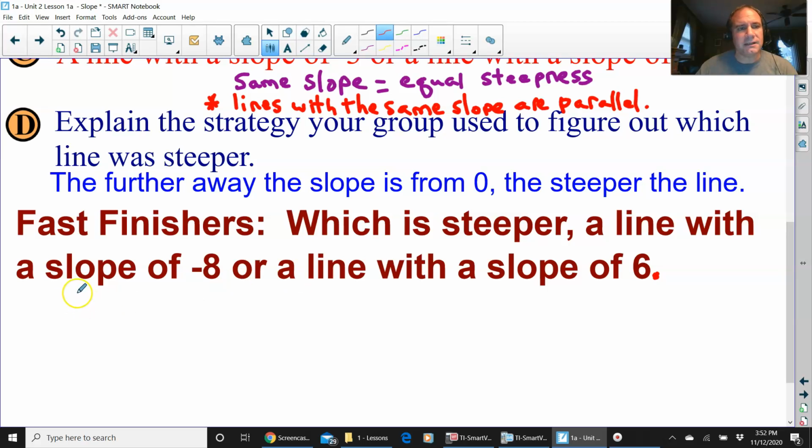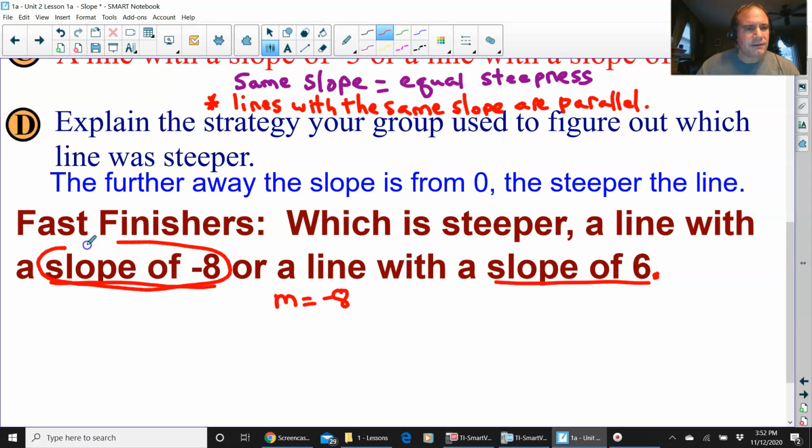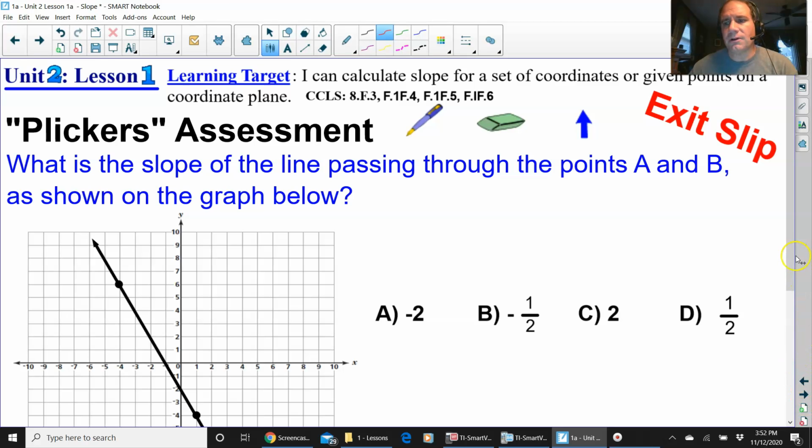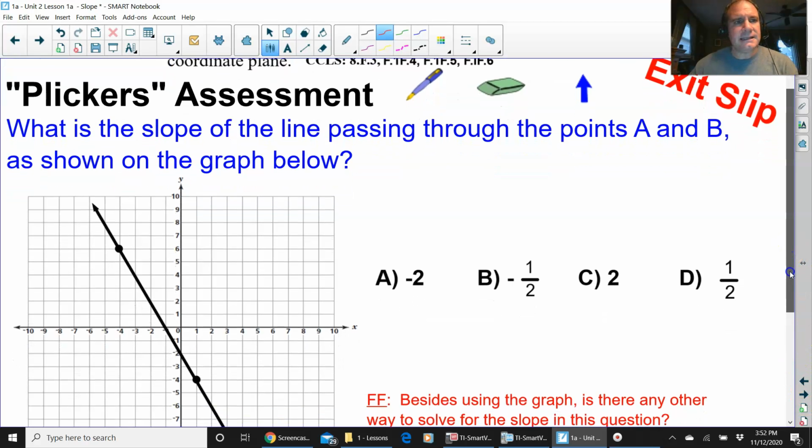When you're comparing, this has a slope of -8, and this has a slope of 6. Which one is further away from 0? Which is steeper? The slope of -8. So please circle this. It is further away from 0. Let's go on. This is the exit slip.